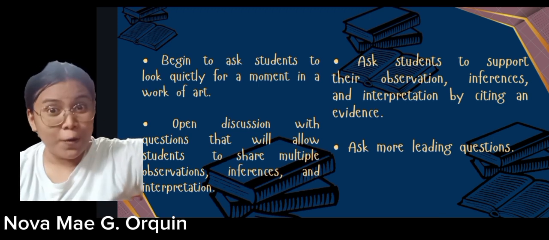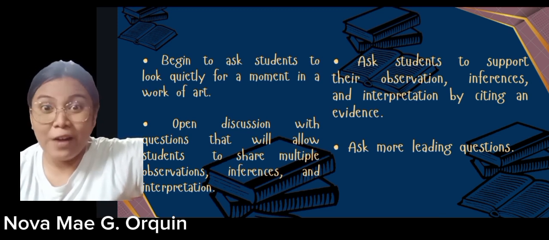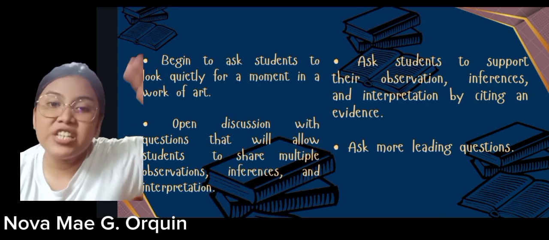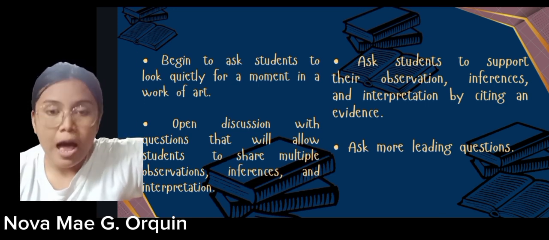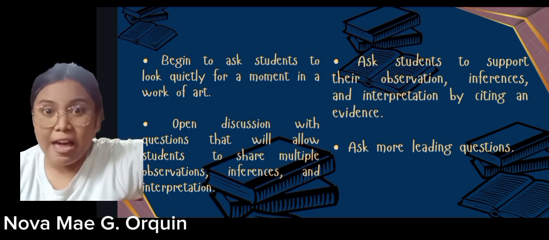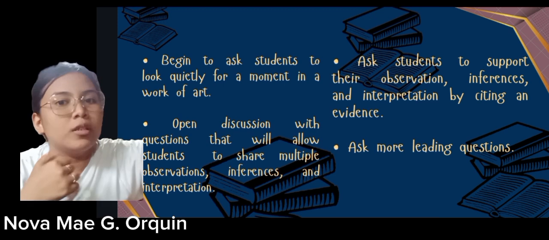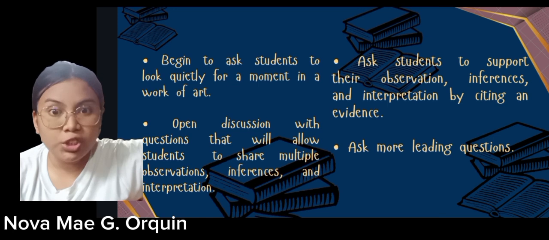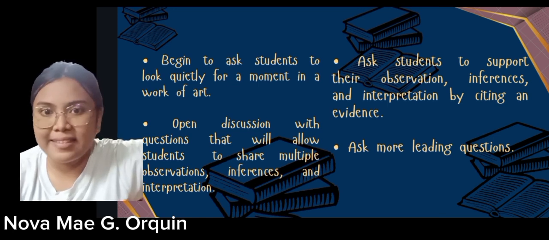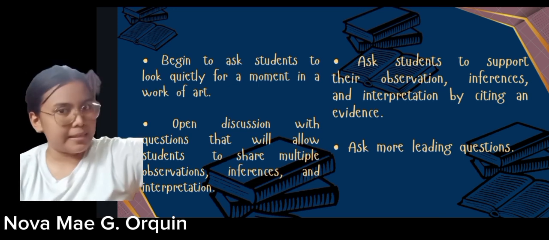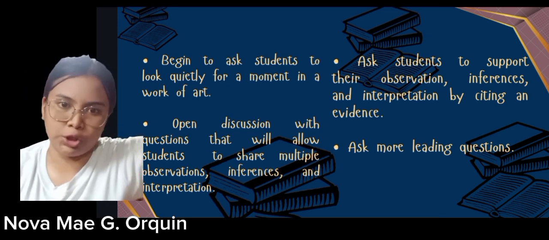And then, of course, it will sound opinionated if I will not ask him regarding the evidences. So, as he narrates his observations, I want him to also cite his inferences as evidence. So he can what? He can point out in the picture where he observed those things that he narrated. That's it. Then aside from that, I will ask more leading questions.